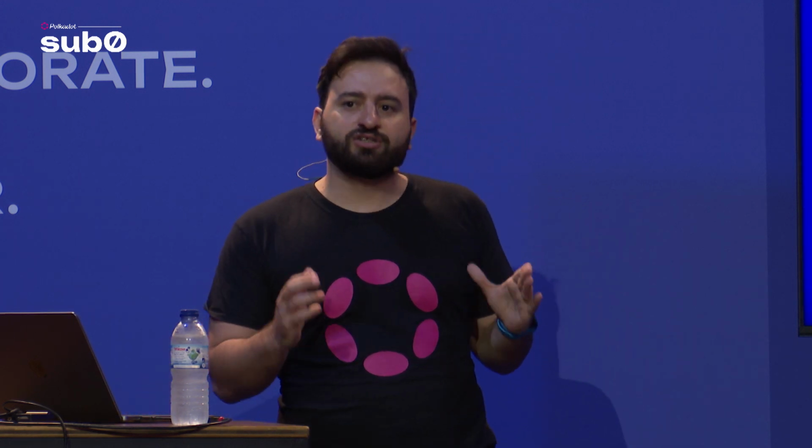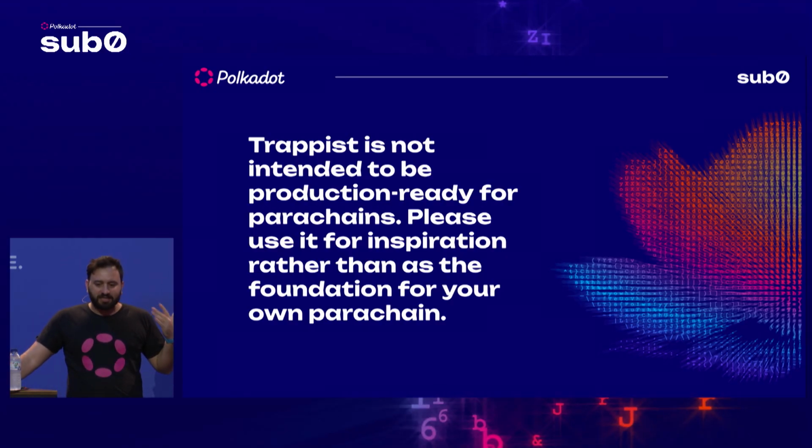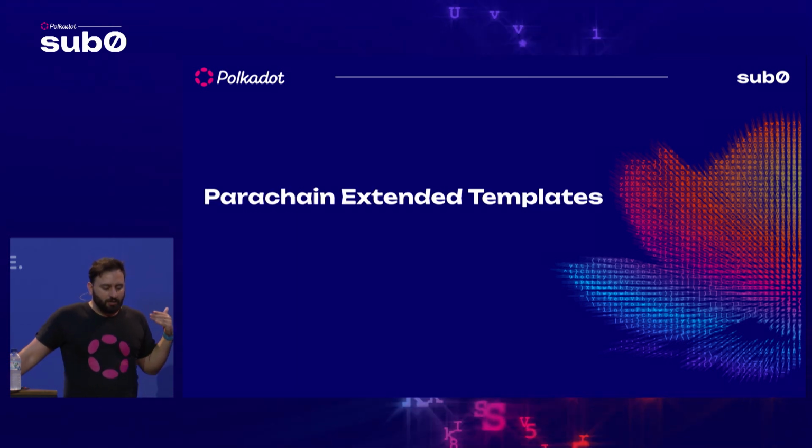So, kind of a disclaimer, right? Trappist is not intended to be a production-ready parachain or project. So, please don't get the parachain runtime and just bring it to your own project, right? But it can serve as an inspiration. And why do we say that?